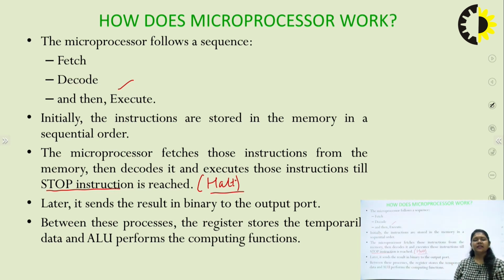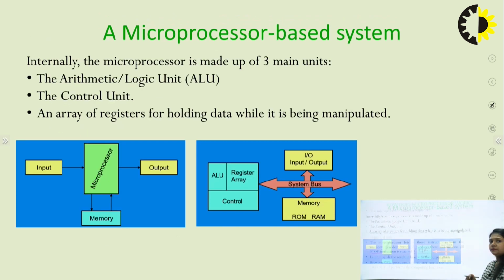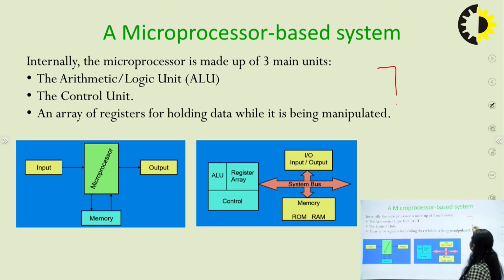Later it sends the result in binary to the output port, and internally the microprocessor will save that result in the accumulator as well. Between all these processes, there are some registers that store temporary data and support ALU operations. So this is a microprocessor-based system. Basically the microprocessor is made from these 3 units.